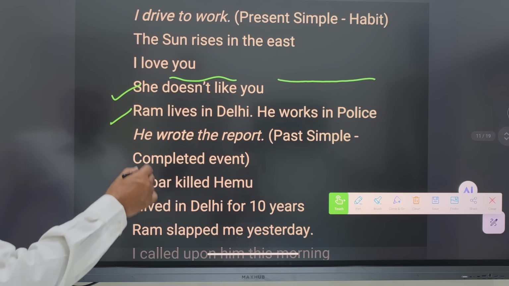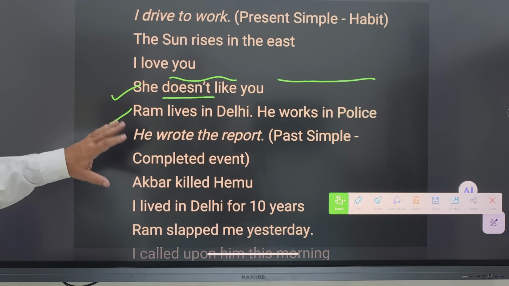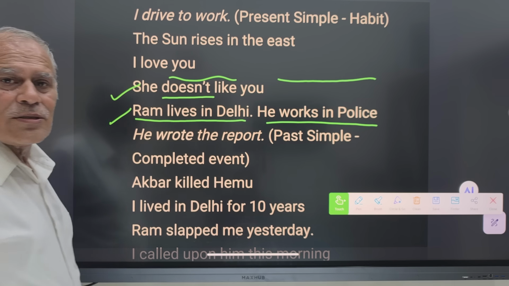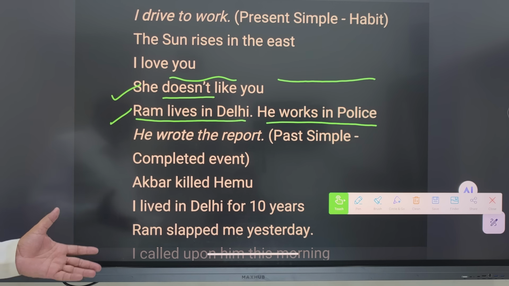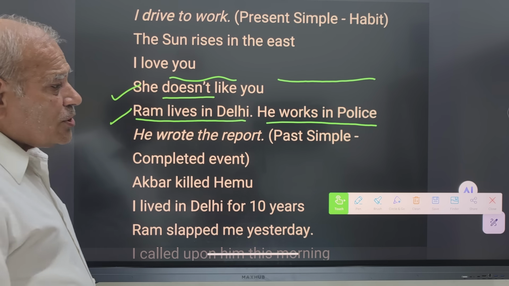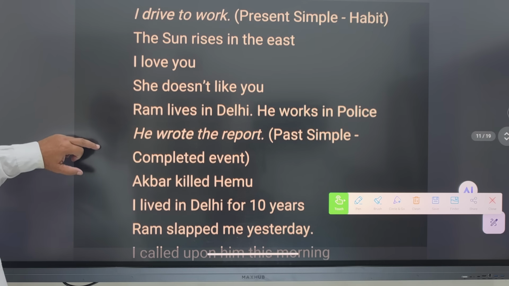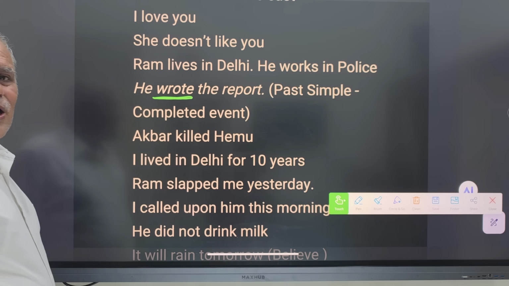She doesn't like you. While making negatives, we have to use do or does. Ram lives in Delhi. He works in the police. So again, this is a permanent situation, or you can say this is a truth. So what we say, we use present simple aspect. He wrote the report. Now write becomes wrote.